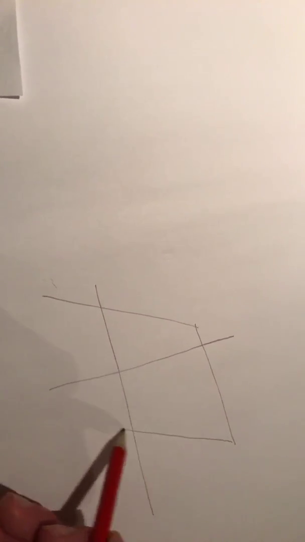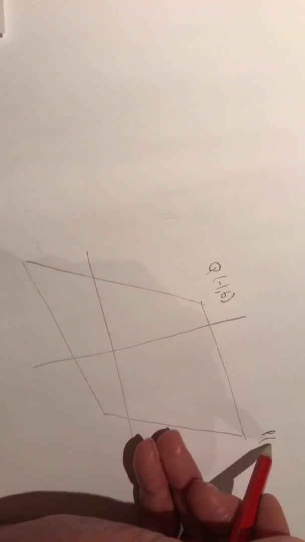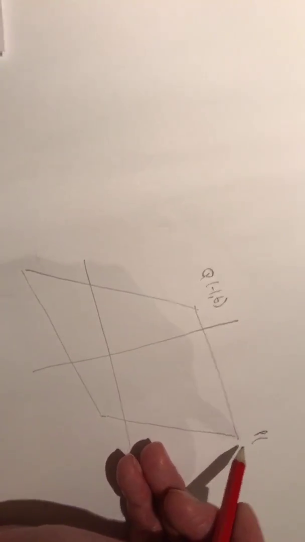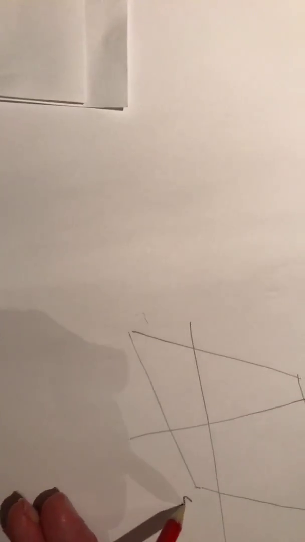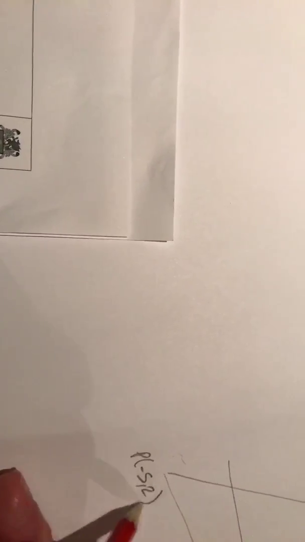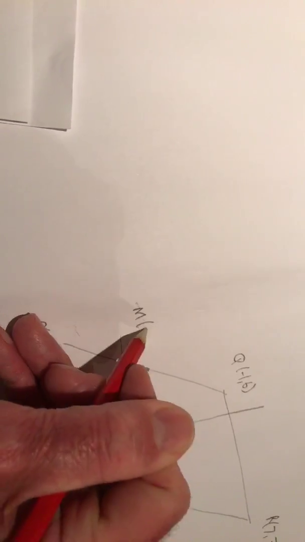So it's looking probably a little bit like that, and up here we've got Q is minus 1, 6. R is 7, 7. S is 3, minus 1. And P is minus 5, 2. And we also know now that M is the midpoint of PQ, which I'm going to put about there. And we know that that's minus 3, 2.